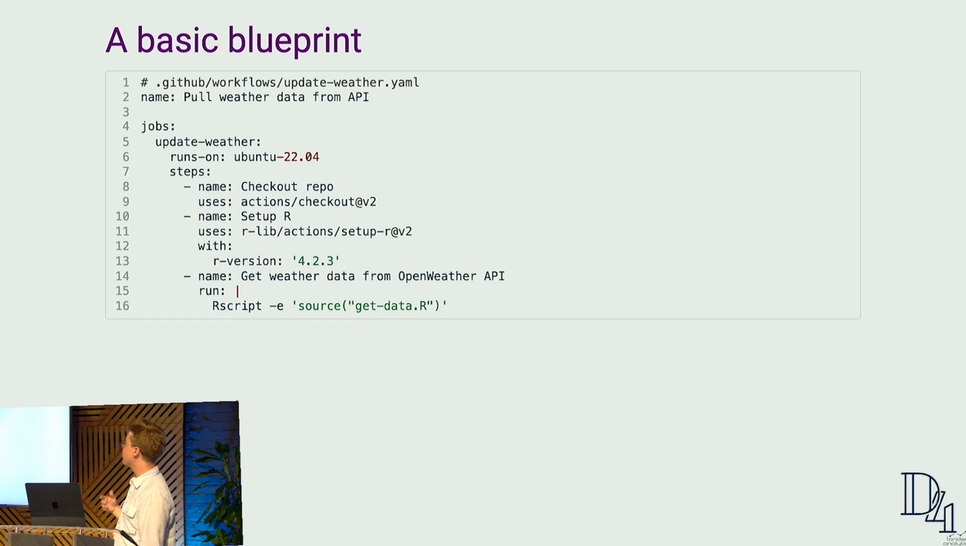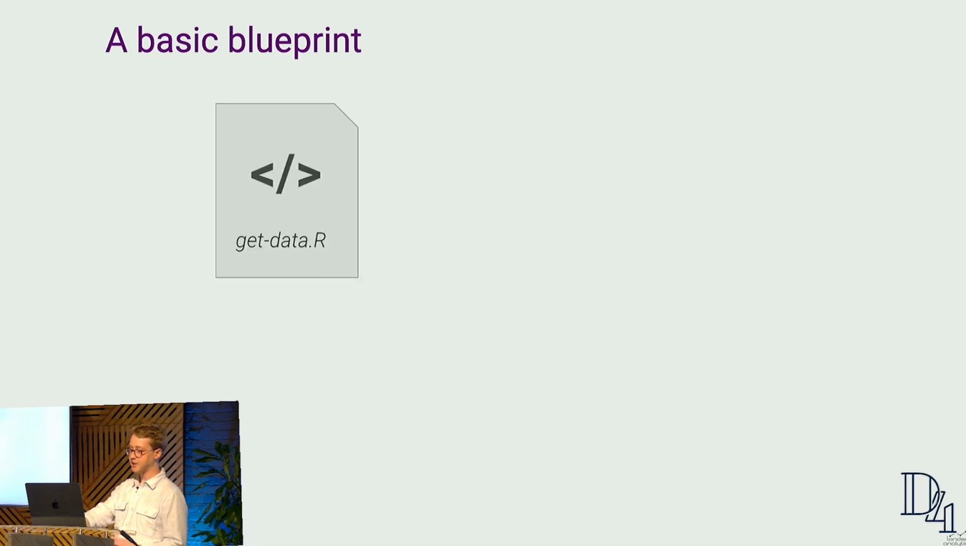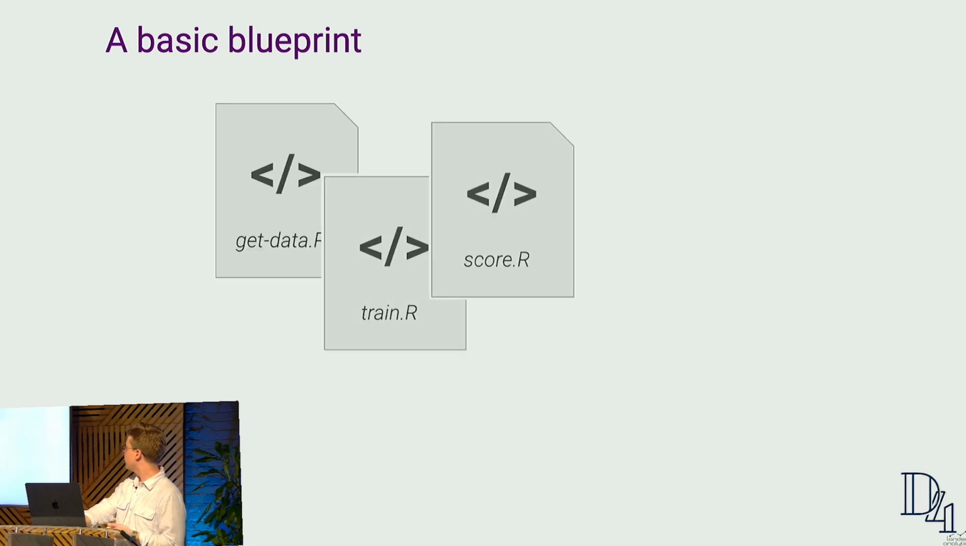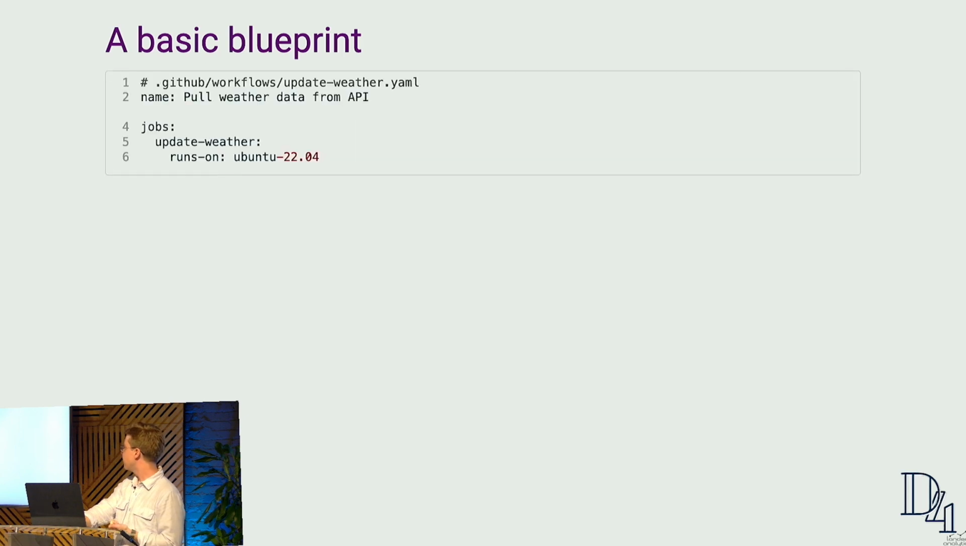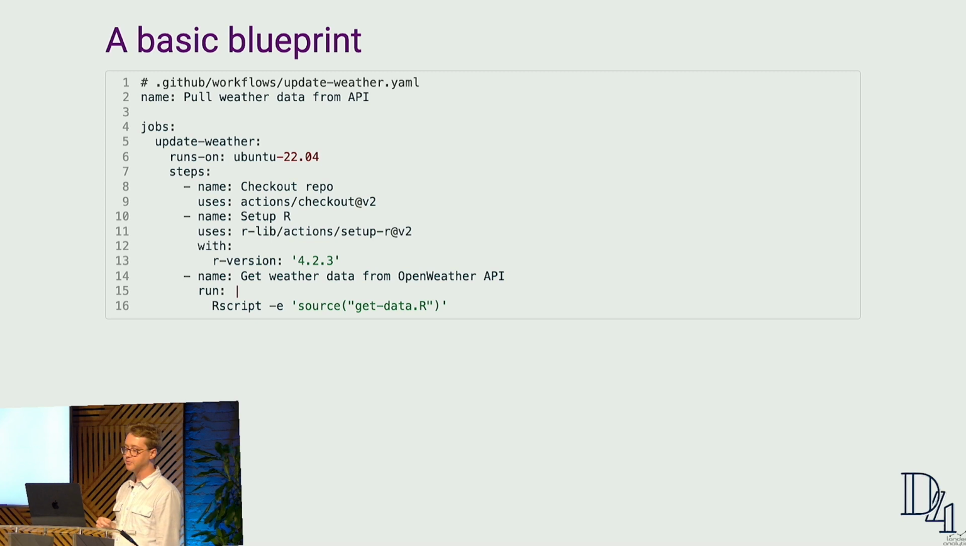And then let's keep going through these steps. It's actually very simple here. We only have 3. We checked it out, we set up R, and then finally we just say, okay, source our script. So in the previous, we had our getData.R, our train.R, and our score.R. Here, we're just going to set up and run our getData. So we execute that, but we really haven't done anything that special here.